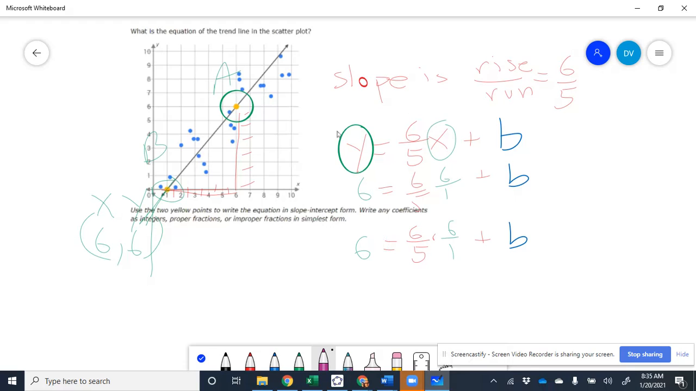If we want to rewrite this, that would still be 6. And when we multiply that, won't we get 30 on the top and 5? I'm sorry, 36 on the top and 5 on the bottom? Yeah. Actually, maybe not as easy as I thought it was going to be. It's going to be a little bit harder. 36 divided by 5 plus b, right? So it's not going to actually be 1, right?